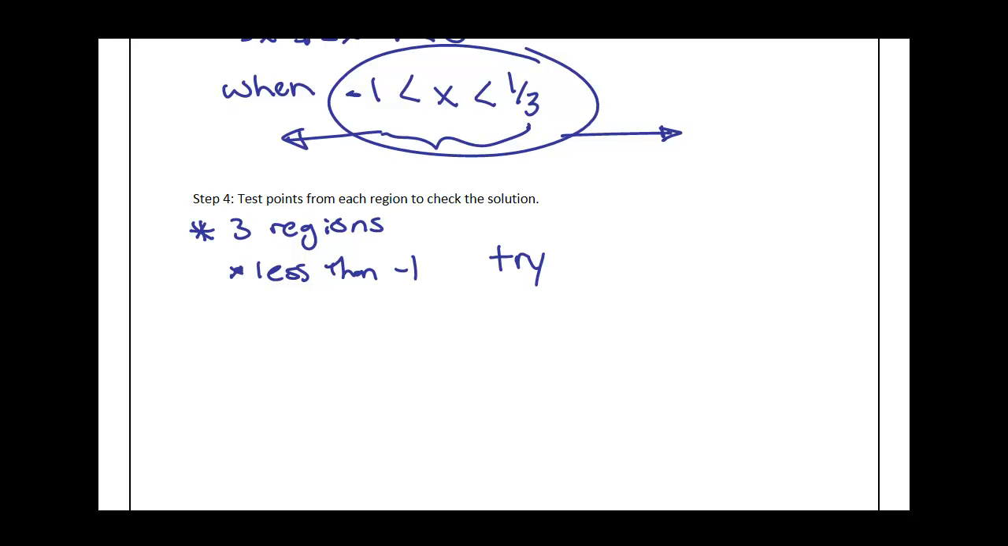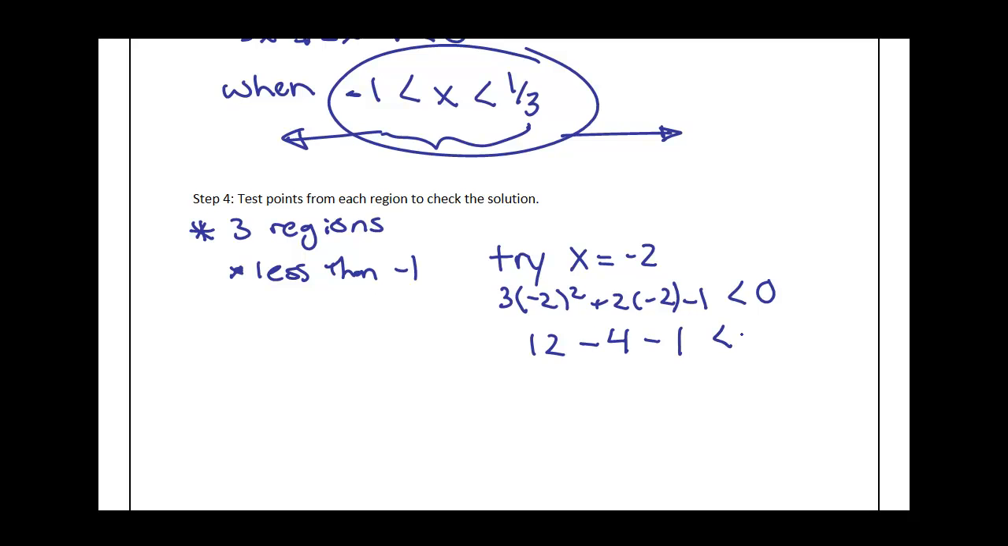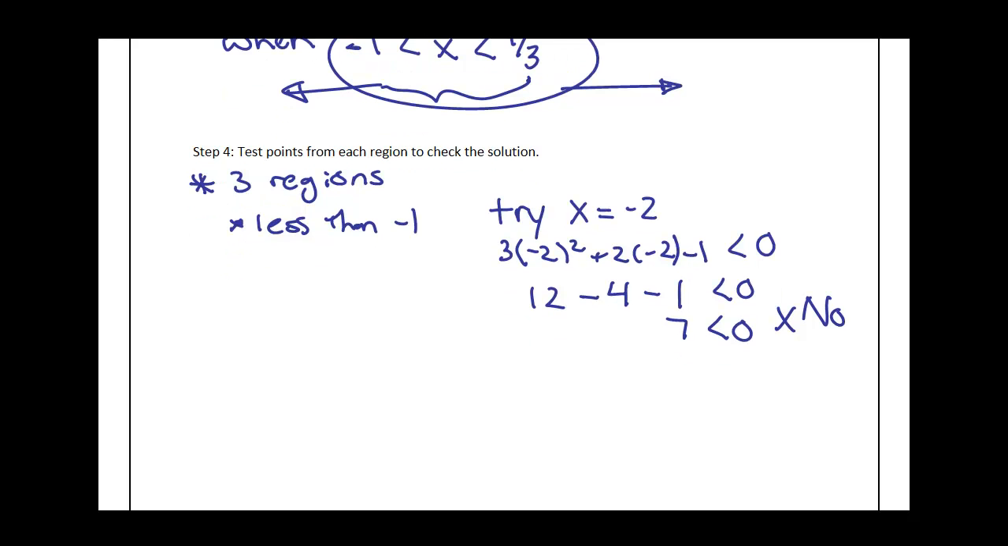Let's just try a number that we can work with easily. Let's go x equals -2 in this case. So, going in and plugging it into our original of 3 times -2 squared plus 2 times -2 minus 1 less than 0. That was our original. Here we're going to get 12 minus 4 minus 1 less than 0. Well, this actually comes out to 7, which is not less than 0. So no, that is not part of the solution, and that's what we want, so that's good.